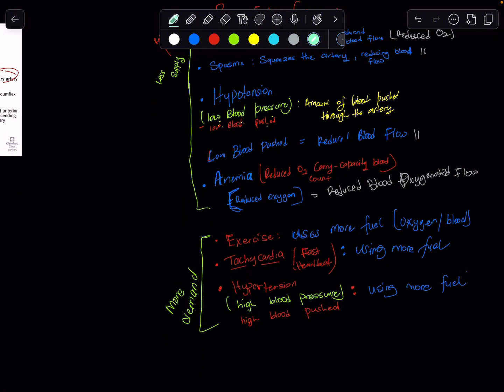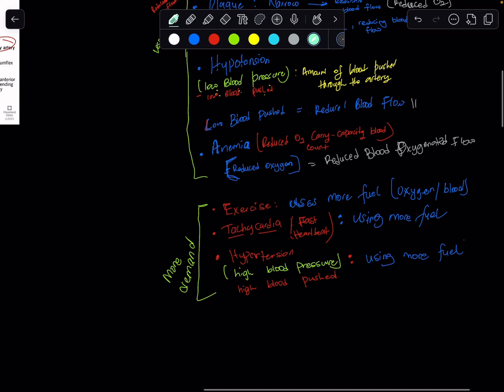Then we talk about the demand. We talk about the demand in the sense that they don't have a lot of supply, and the body just wants more, so they're giving away what they don't have, so now they have even less. Exercise, you need more, so they're giving away more oxygen than they have. Tachycardia, your heart is beating fast, you're giving away more than you already have. Hypertension means high blood being pushed, you're giving away the blood that you already don't have. Pretty simple. So less supply, more demand, so those go hand in hand.